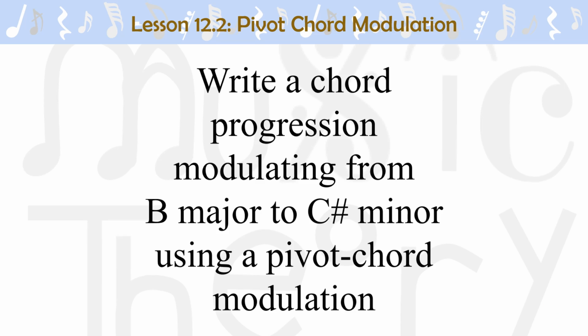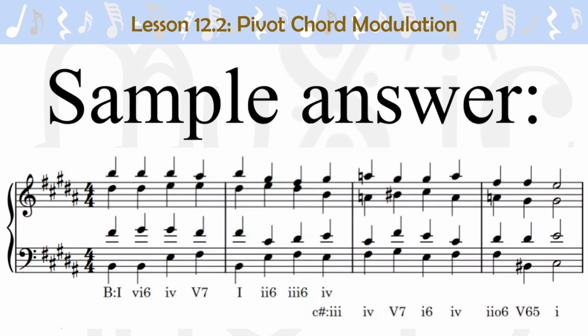Write a chord progression modulating from B major to C sharp minor using a pivot chord modulation. Sample answer shown. The establishment of the original key, 1-6-6-4-5-7-1 in B major, is from the beginning to the first beat of the second measure, ending with a perfect authentic cadence in B major. The modulation is a pivot chord modulation, and the pivot chord is an E major triad, which is 4 in B major and 3 in C sharp minor.